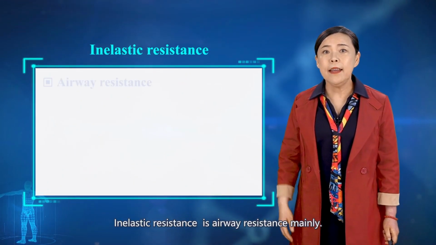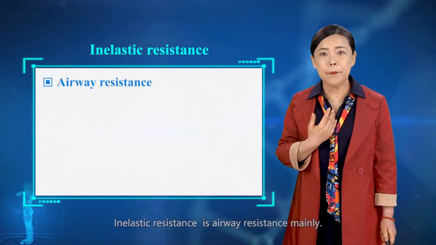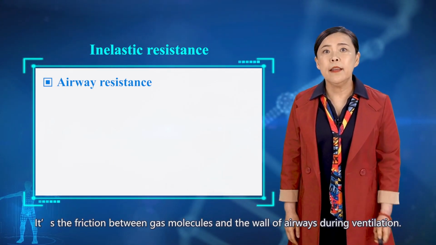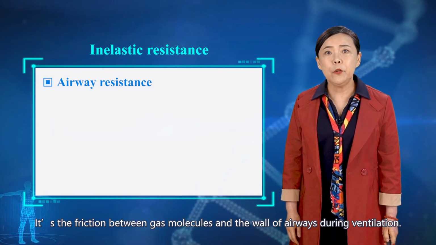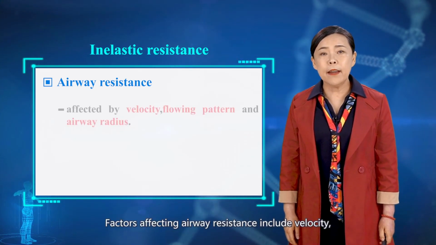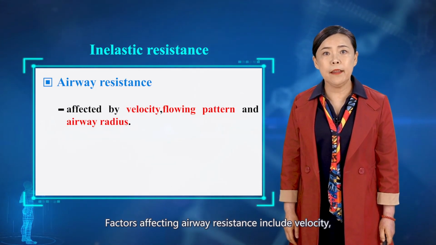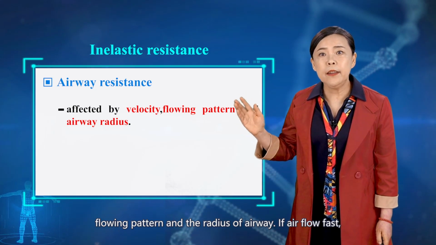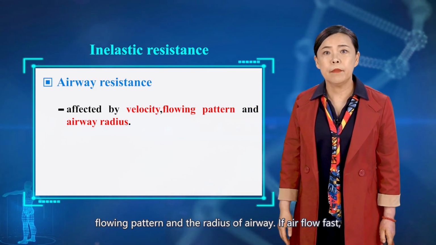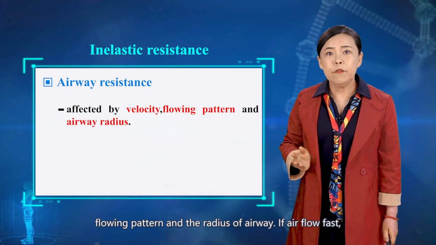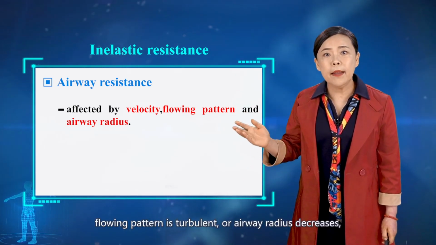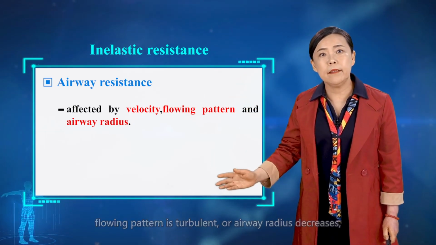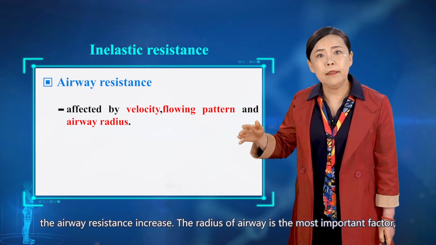Inelastic resistance is mainly airway resistance. It's the friction between gas molecules and the wall of airways during ventilation. Factors affecting airway resistance include velocity, flowing pattern, and the radius of airway. If air flows fast, the flowing pattern is turbulent, or airway radius decreases, the airway resistance increases.